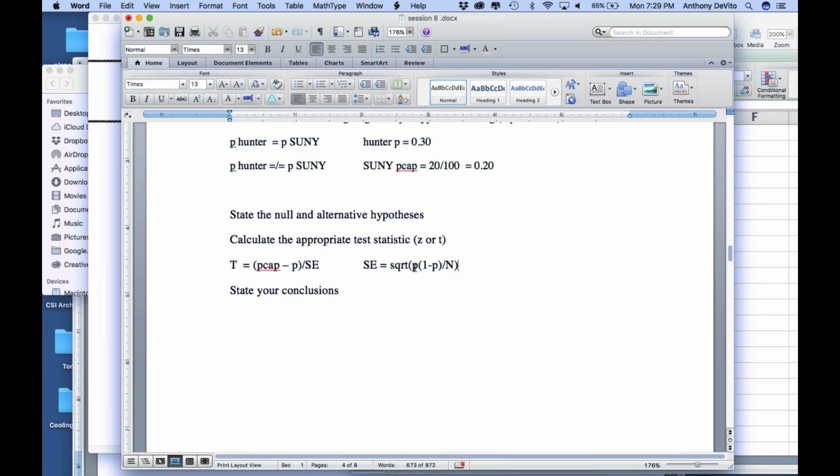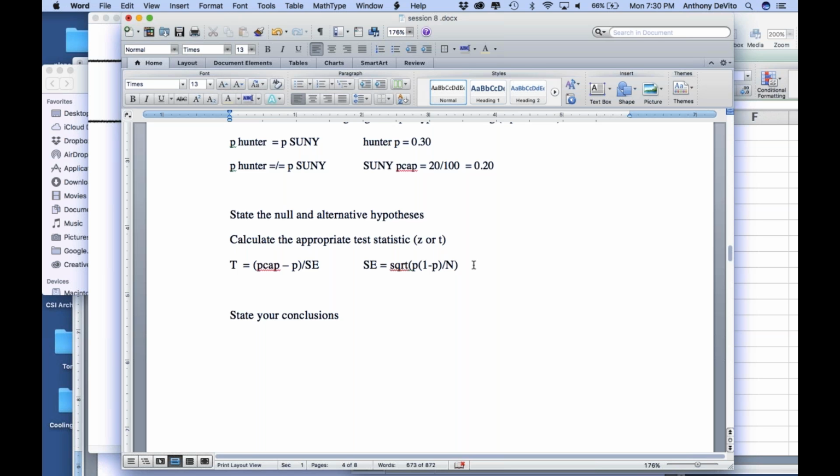Well, which one do you know better? I'm sorry, we know the Hunter one, right? Because that's the population proportion for Hunter. If we didn't call the Hunter proportion a population proportion, if we didn't say that we knew what the proportion was for all Hunter students, we'd have a little bit of a quandary here, wouldn't we? We'd have two proportions. We wouldn't know which one to use to calculate the standard error.